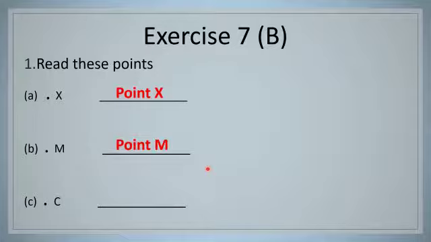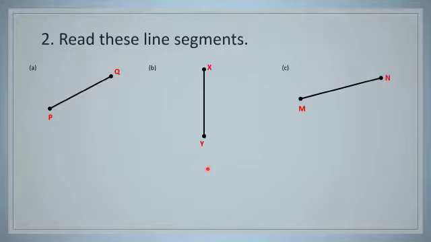There is a point and the letter given is M. So you write it as point M. Next is point C. Again the letter representing the point is C. So therefore you write point C. So this is how you read the points.